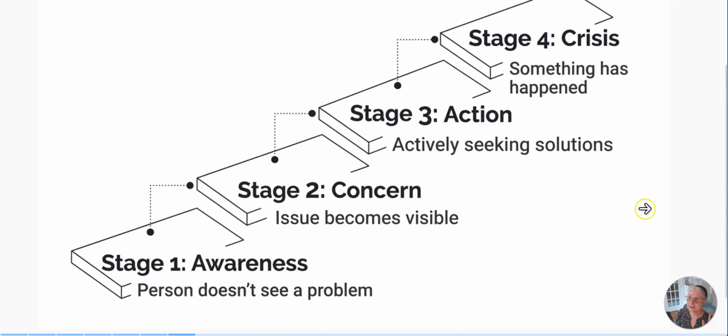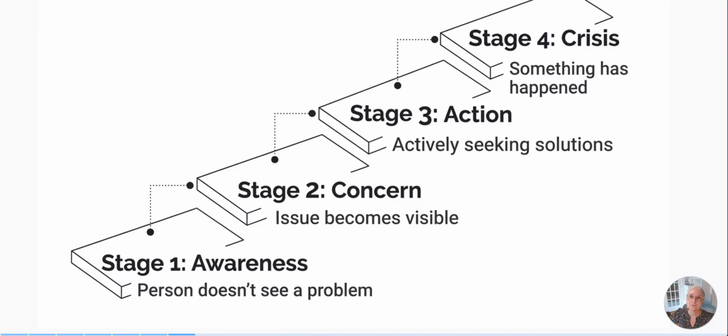Stage 3 is action. Now they're actively beginning to seek solutions, either the senior or the family caregiver. They're starting to type into Google or chat or whatever: what do I do if mom can't get into the bathtub? What are some options? What's some equipment? What do I do?